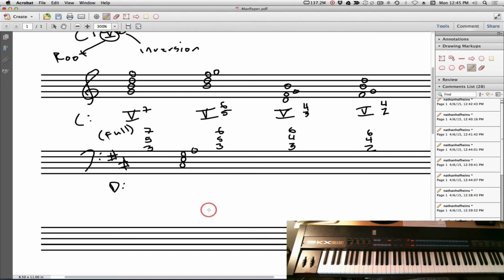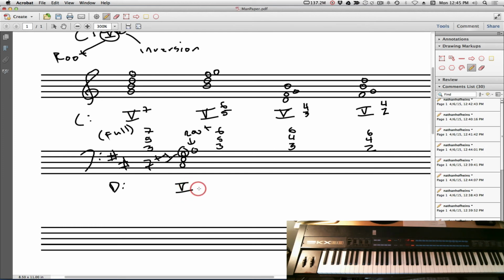Where is our root? Well, when you've got it stacked like this, it's pretty easy to find the root. You look for this second here, right? This interval of a second. And the top note is always going to be the root. And the bottom note is always going to be the 7th. Okay, so our A is our root, and in the key of D, D, F sharp, A, that's our 5 chord.